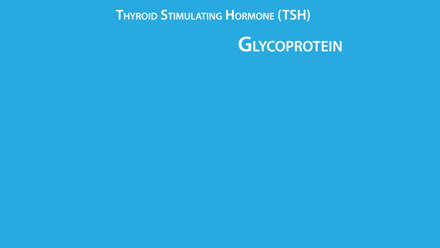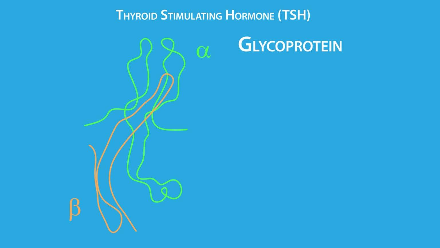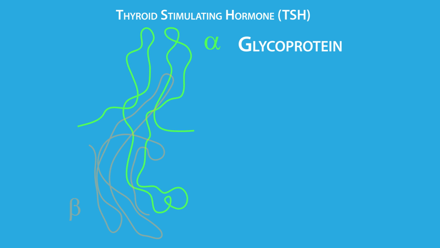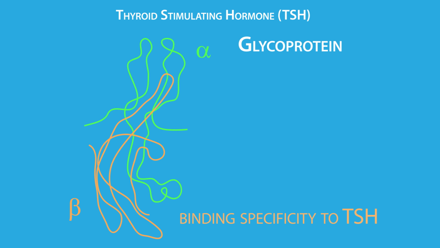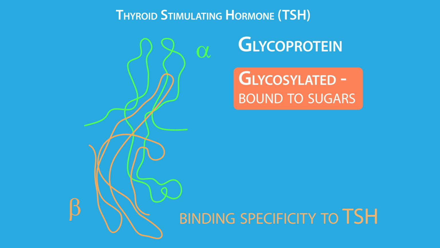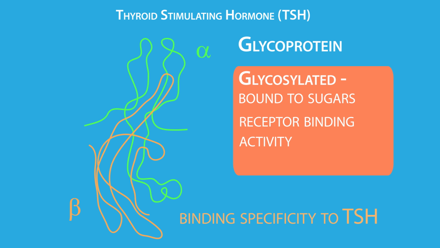TSH is a glycoprotein with an alpha and beta chain. The alpha chain is identical to other glycoproteins like luteinizing hormone and follicle-stimulating hormone. However, the beta chain has a unique structure that provides binding specificity to the TSH receptor. Also, you need to know that TSH is glycosylated, which means that it is bound to sugar residues like glucose. These sugar residues are thought to regulate receptor binding, activity, and clearance of TSH.